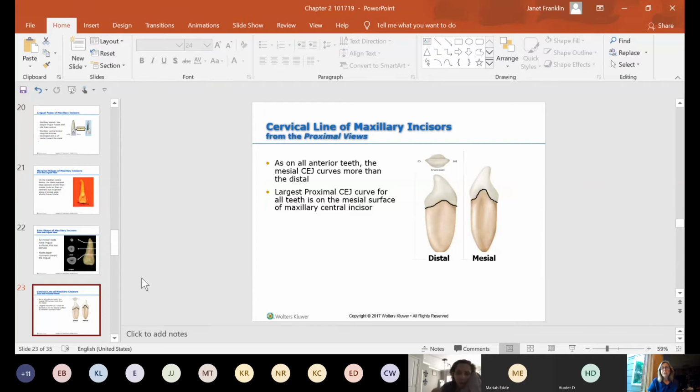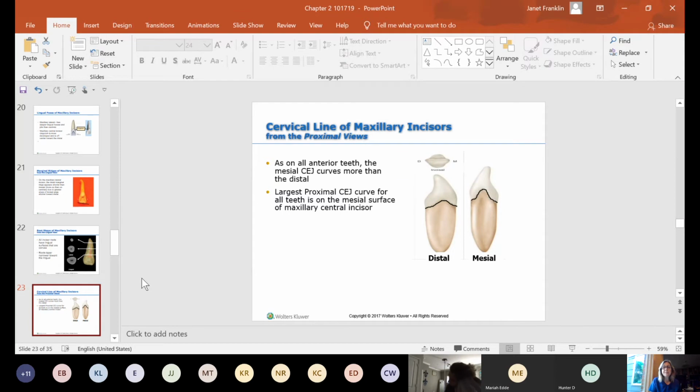The first way you're going to try and tell which one's which is that the CEJ curves more on the mesial than it does on the distal. And you can see where I drew the black line, the CEJ curves more on the mesial than the distal. This is important for you to know so that when you're doing your root planing and you're catching on something and you're not sure if it's calculus or the CEJ, you can get a feeling of where the CEJ should be. And if you're on an area where the CEJ shouldn't be, then it's probably calculus.